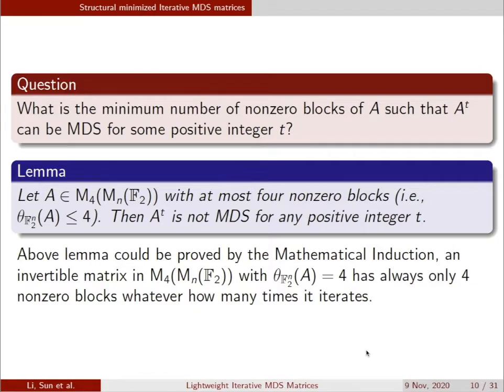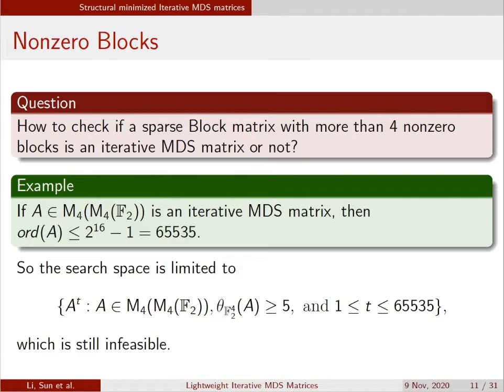And when the matrix has four non-zero blocks and the four non-zero blocks are in different columns and in different rows, you could prove by mathematical induction that this form of matrix always has only four non-zero blocks however many times it iterates. So we have to increase the number of non-zero blocks.